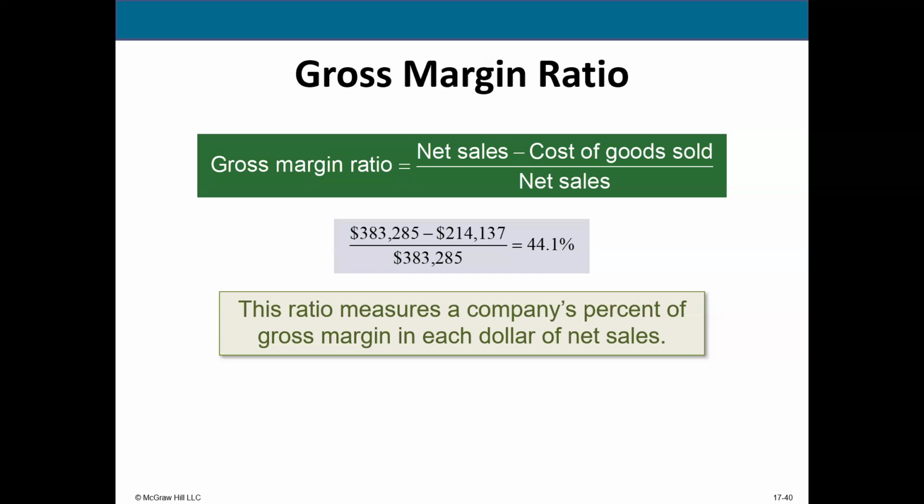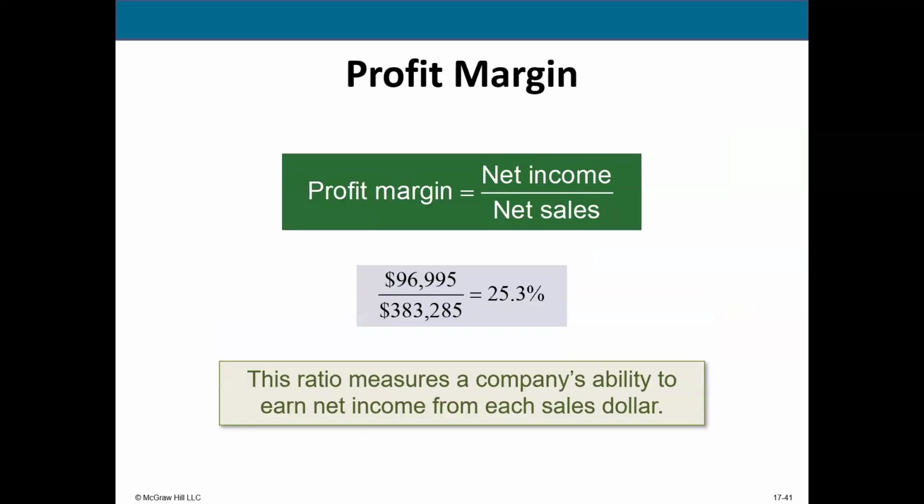Really, really important. The other important one I like a lot is the profit margin itself. This is the company's ability to earn net income from each sales dollar. Real easy ratio, we take net income divided by net sales. In this case, for Apple, it's 25.3%. That's really good. That is really, really good.